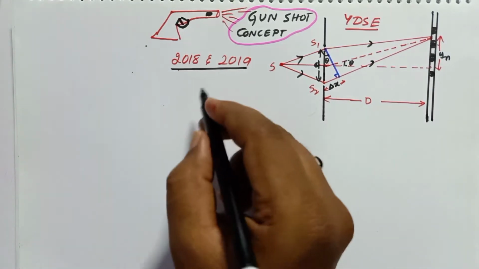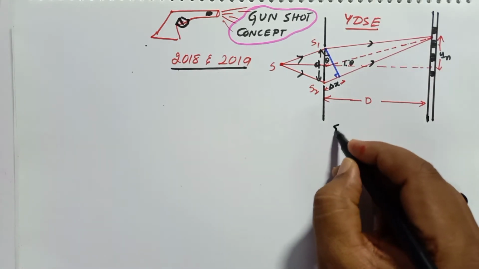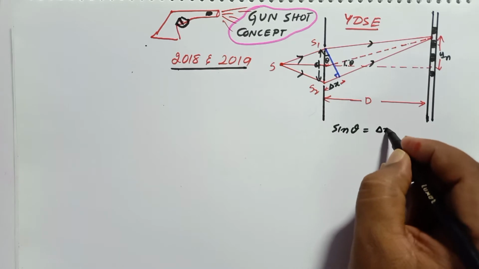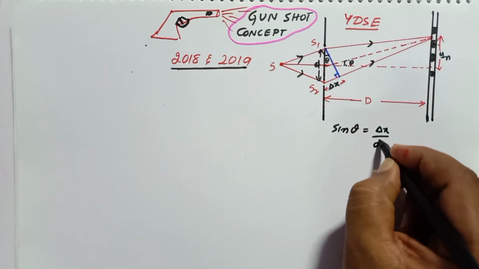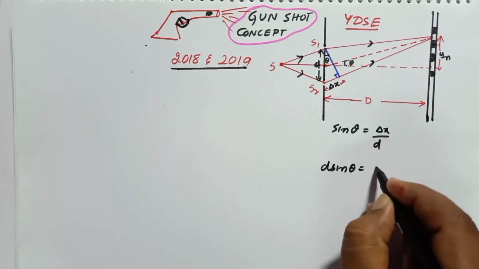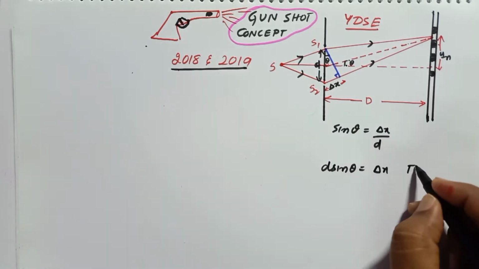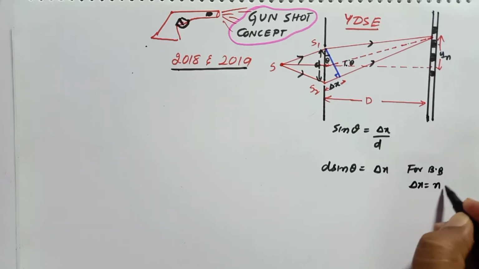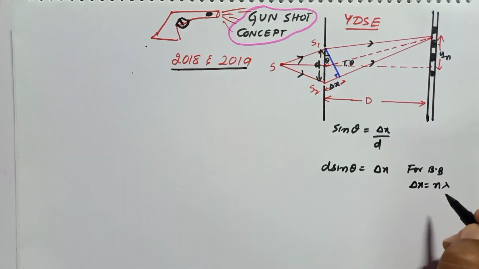What you have to do here is apply the concept of sine theta. Sine theta means the opposite side, delta x, over the hypotenuse, d. So we can now write d sine theta is equal to delta x. Okay, so for a bright band, delta x is equal to n lambda.